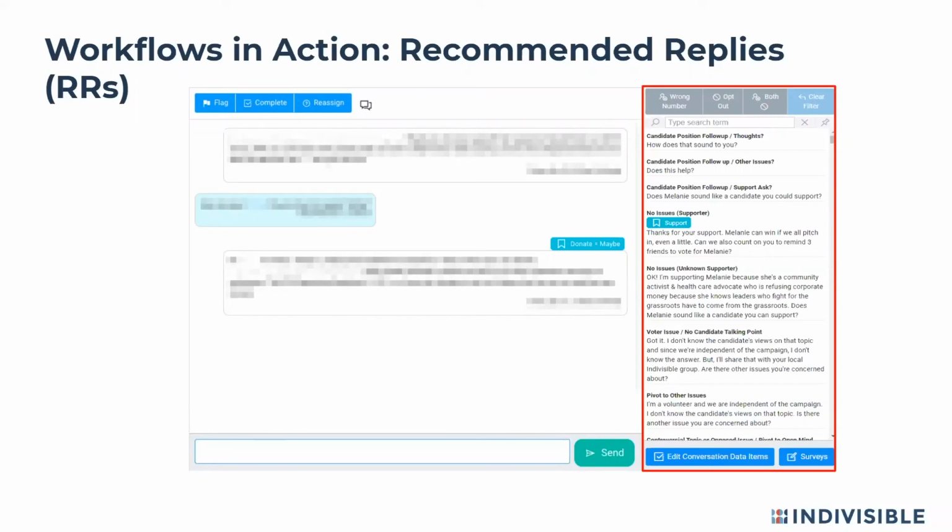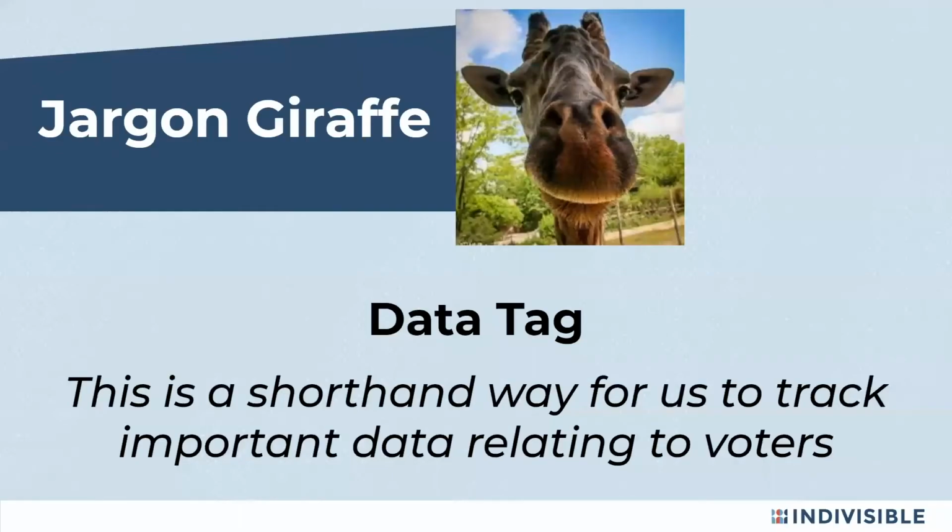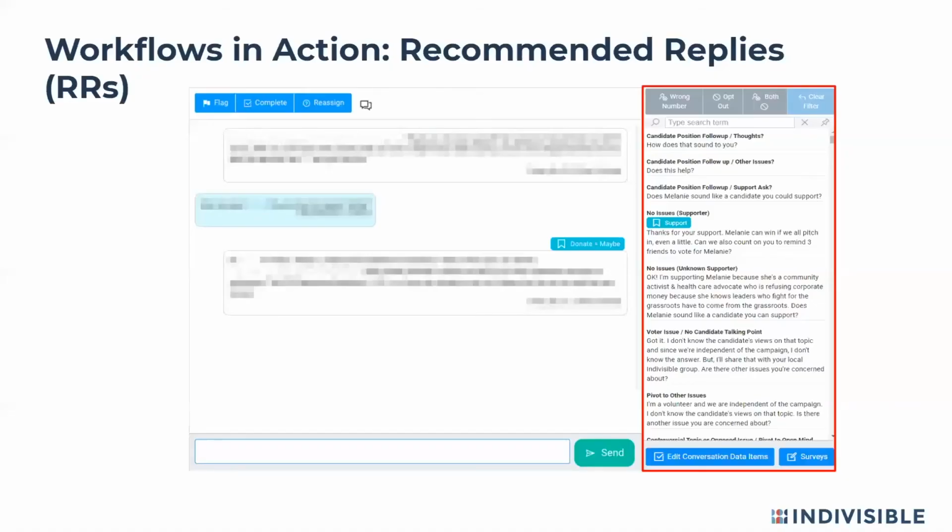As a reminder, there are dozens of preloaded responses for you in TextOut, including for wrong numbers and for opt-out requests. I want to make a note that some of these RRs also include something called a data tag. Data tags help us update our records for the voters quickly and efficiently to make sure that we're always using the latest information based on what they provide us. It's a shorthand way for us to track important data related to the individuals we're connecting with. You can see an example of a data tag in the same screenshot. These blue tags will indicate different labels such as support, opposed, moved, or other types of dispositions.